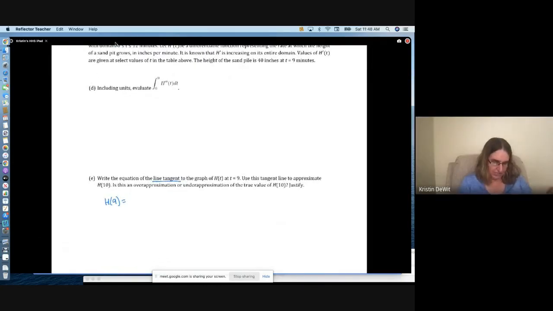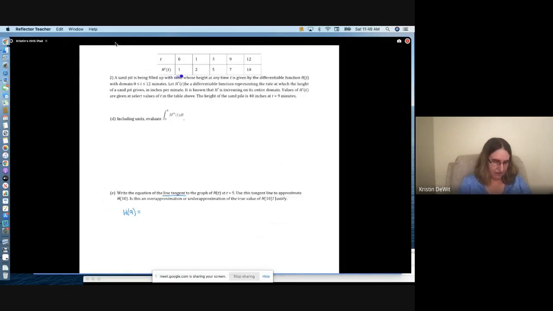So first I was thinking, gosh, how do we find h of 9? Because we only have a table for h prime, but then we read the directions and it says the height of the sand pile is 40 at time equals 9.